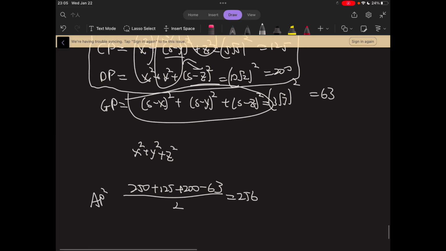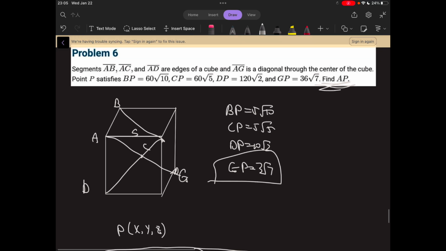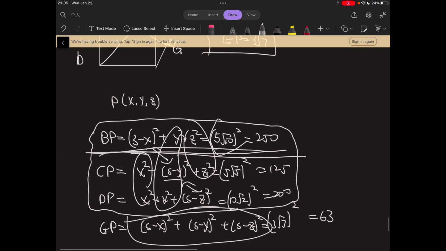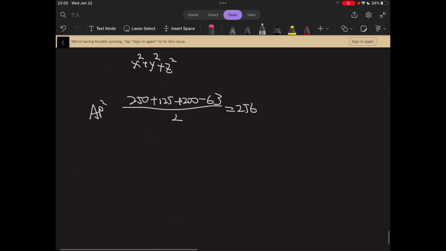This is not AP, right? We just squared these. So actually, this is AP squared. So AP is going to be 16. And don't forget to scale it back in the end, which we get 192.